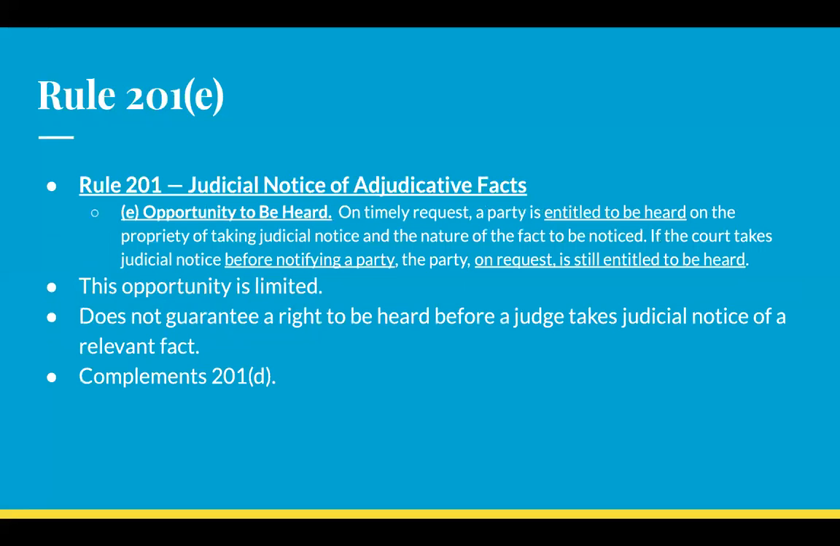Rule 201E states that on timely request, a party is entitled to be heard on the propriety of taking judicial notice and the nature of the fact to be noticed. If the court takes judicial notice before notifying a party, the party on request is still entitled to be heard. Now, this opportunity is limited since the judge does not have to conduct a formal hearing, but may just provide some opportunity to be heard. Additionally, the judge has discretion to take judicial notice without giving any prior notice to the parties.